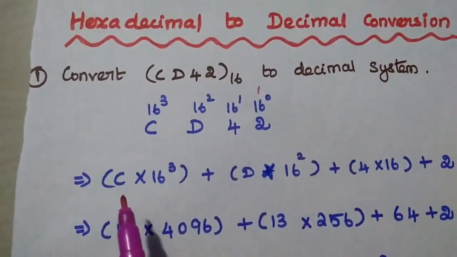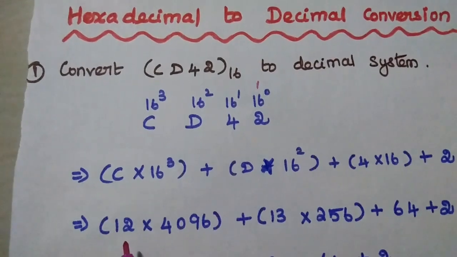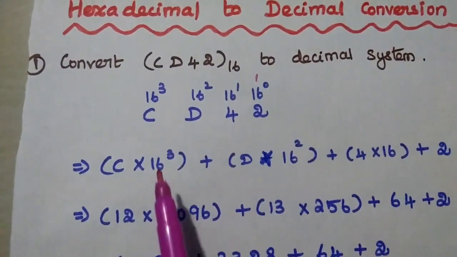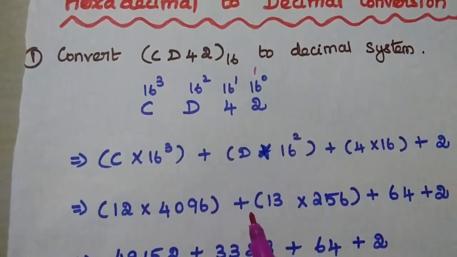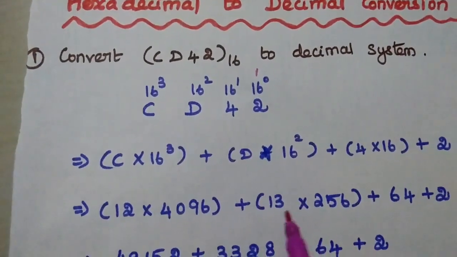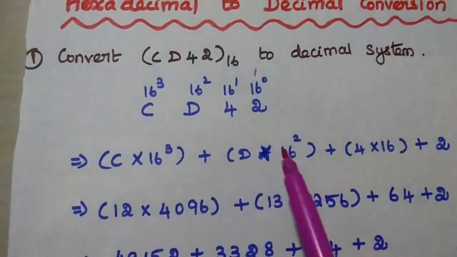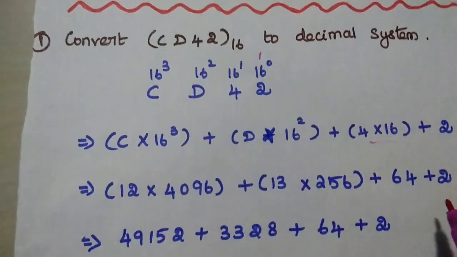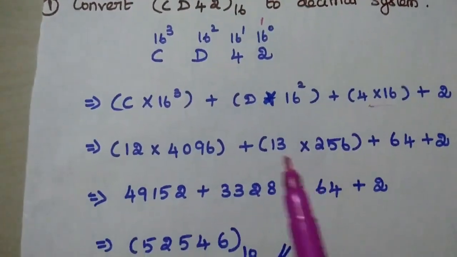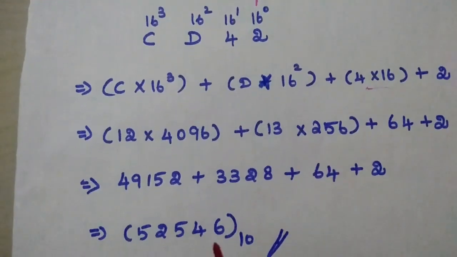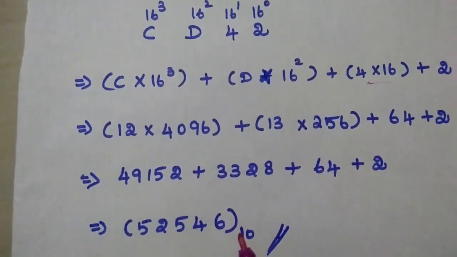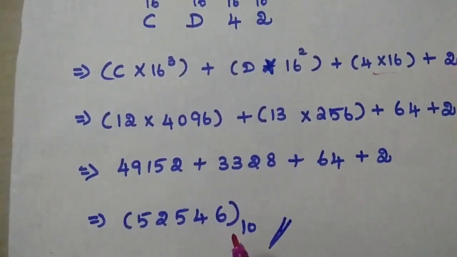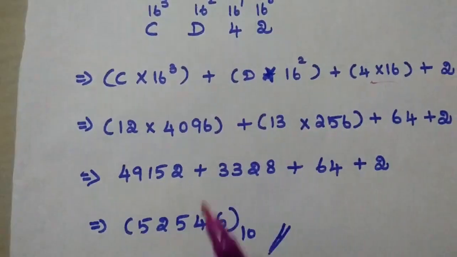Here in hexadecimal, C is equal to 12. So in the next step, we write 12 into 4096, which is the value of 16 power 3, plus D is equal to 13, so 13 into 256, which is the value of 16 power 2, plus 64 plus 2. After the multiplication, we add all the resultant values to get the decimal equivalent. So finally, we have obtained the decimal equivalent for the given hexadecimal value.